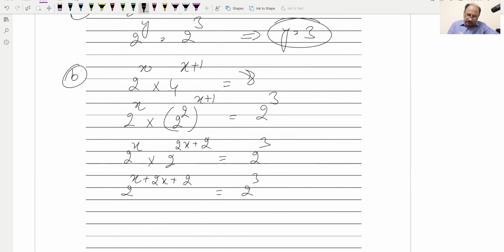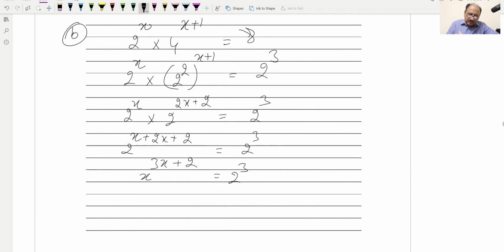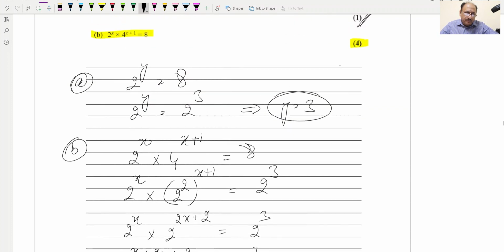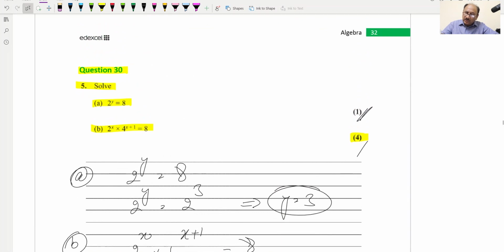So we can write it as 2 raised to the power 3x plus 2 is equal to 2 raised to the power 3. Now the bases are, this is not x, this is 2. So now bases are same, we can leave the bases and compare the powers, so 3x plus 2 is equal to 3. So 3x is equal to 3 minus 2, which is equal to 1. So x will be equal to 1 by 3. This will be the answer for this B part, which is a 4 marks question, which we are done. Hopefully you understood.